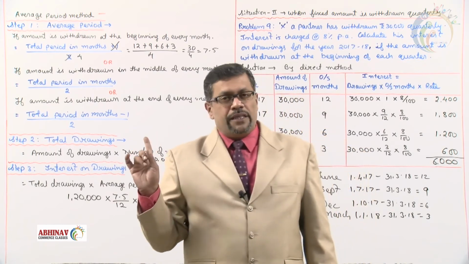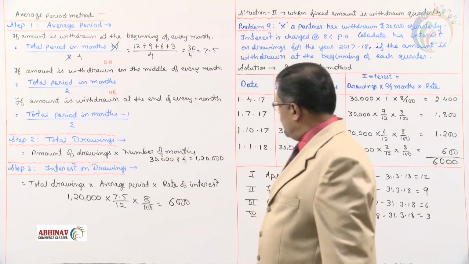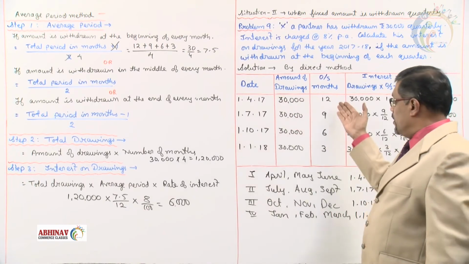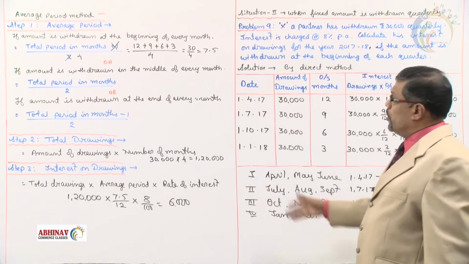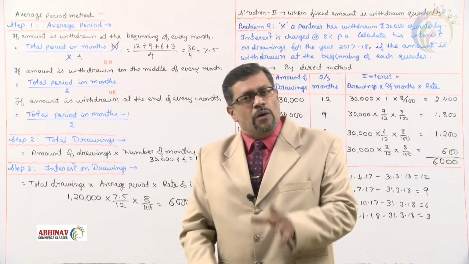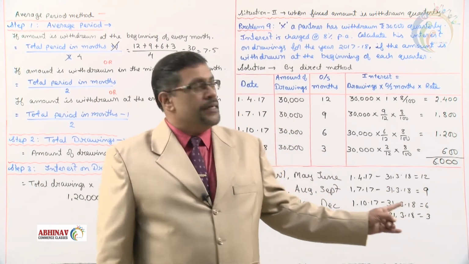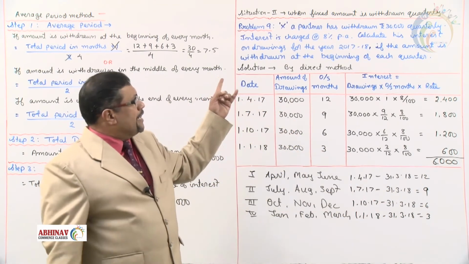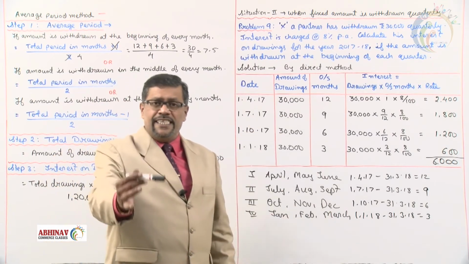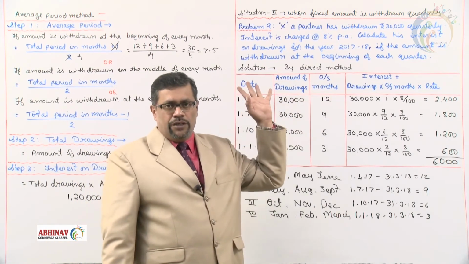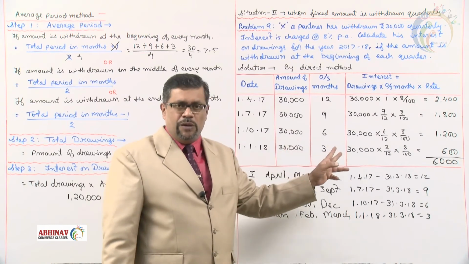You find this method very comfortable because the months were ready. We directly took the months. If the months are not ready, first these calculations are to be shown, then comes this step. So when it is withdrawn quarterly, go for the direct period method. This is for the beginning of each quarter. Let us take up one more problem showing the drawings at the end of each quarter, and we'll see how the calculations will change.